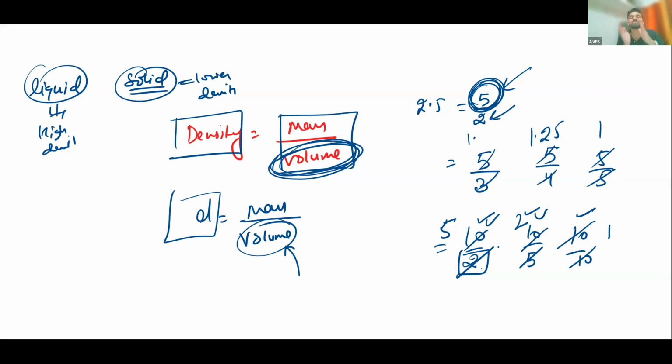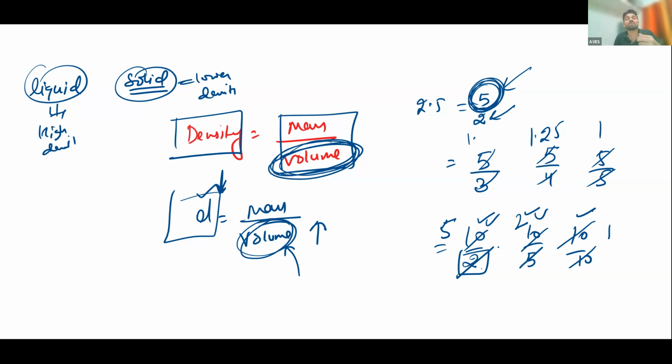So in simple words, we will say that when liquid changes into solid, in case of especially water, the volume increases. And since the volume increases, the density decreases because the mass will remain the same. The mass is not going to increase. We are not removing the water from it. Mass will remain the same, but when the volume increases, the density will decrease. On increasing this value, the overall value will decrease.